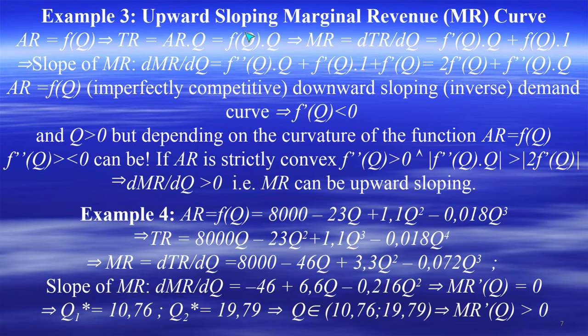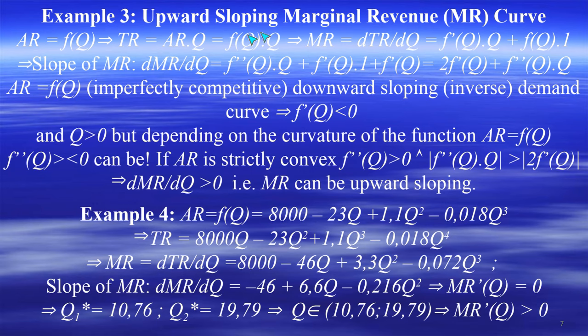So here we have a product, f of Q times Q. Then we have to take the derivative of this product. We know the formula of the derivative of a product. What is it? The derivative of the first function times the second function, plus the first function multiplied by the derivative of the second function. u prime v plus u v prime, if you wish.